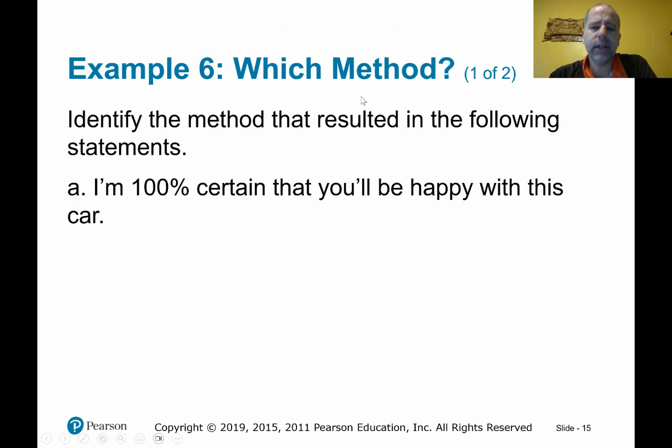All right, so now let's look at this example. It says, identify the method that resulted in the following probability. I'm 100% certain that you'll be happy with this car. Well, what kind of probability is that? That's going to be subjective, because this is probably the salesman, and he's saying, I know you're going to love this car. You're just going to love this car.